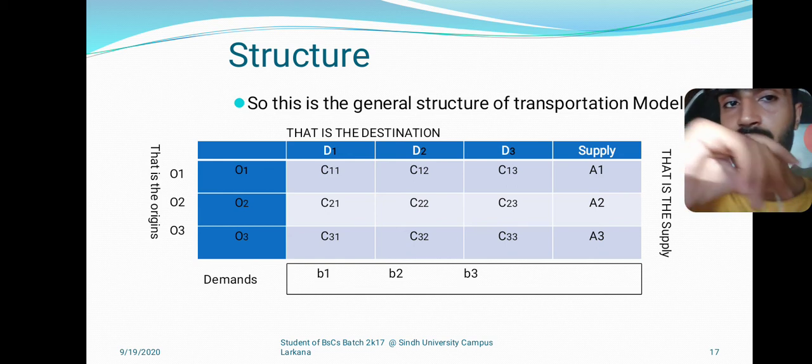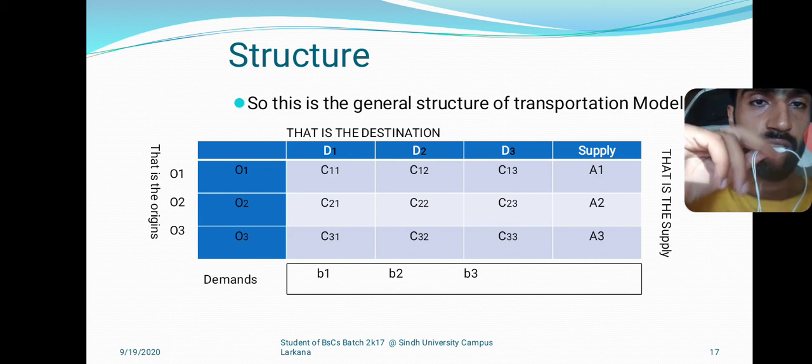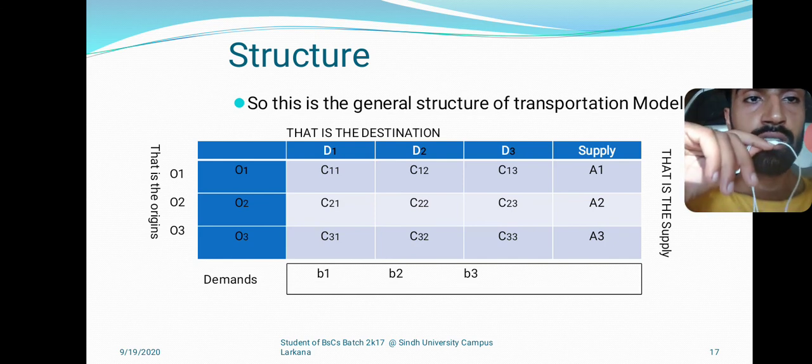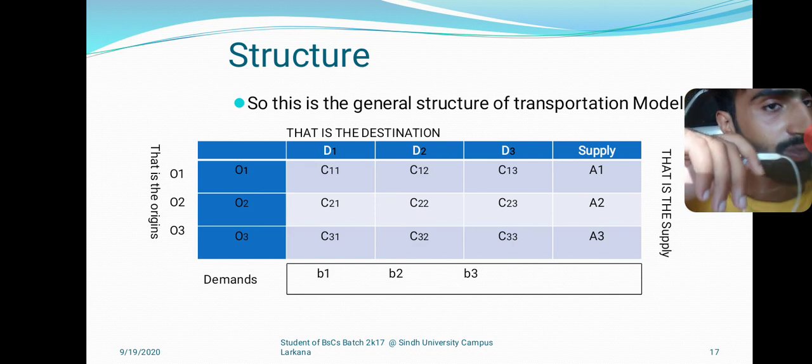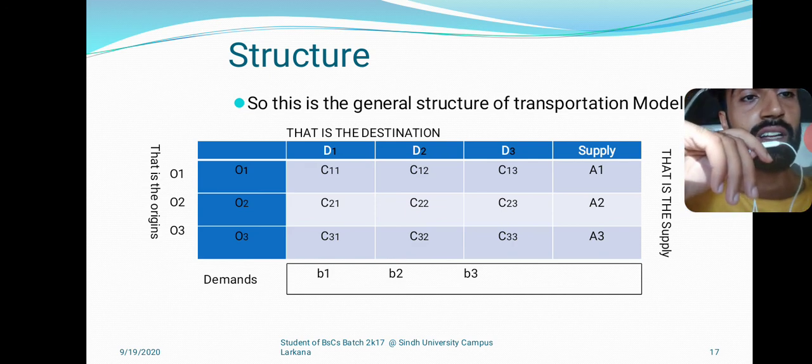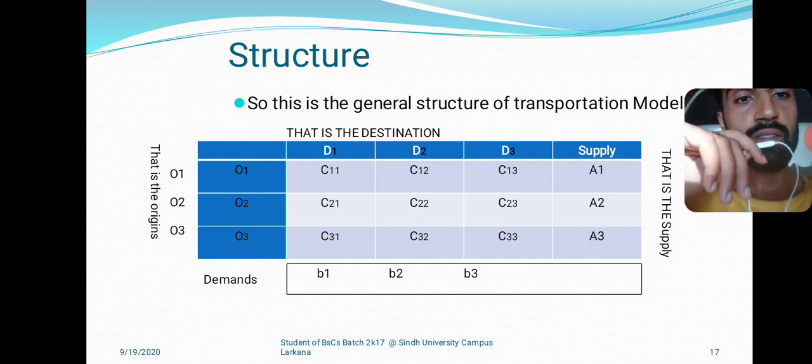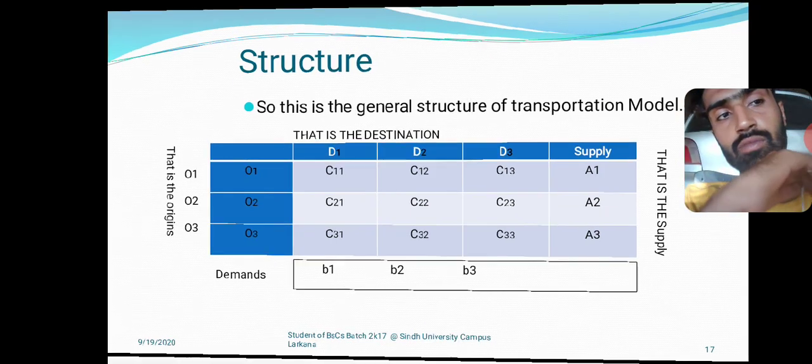Supply. The origin 1 has costs C11, C12, C13 and supply A1. Origin 2 has C21, C22, C23 and A2. Origin 3 has C31, C32, C33 and A3. Demand is B1, B2, B3.